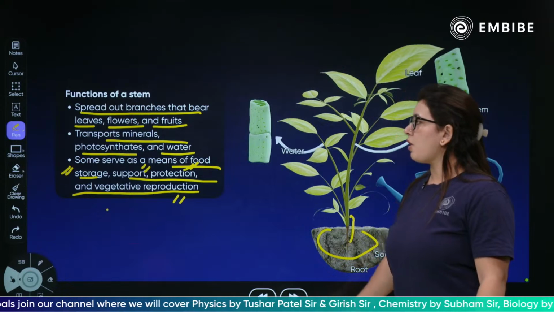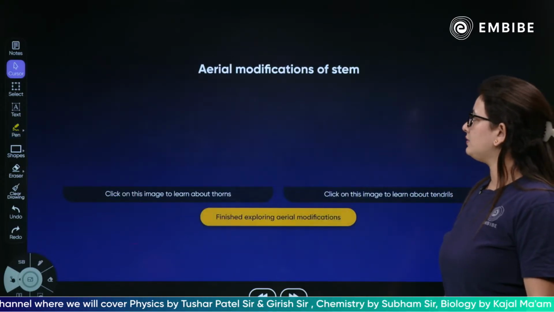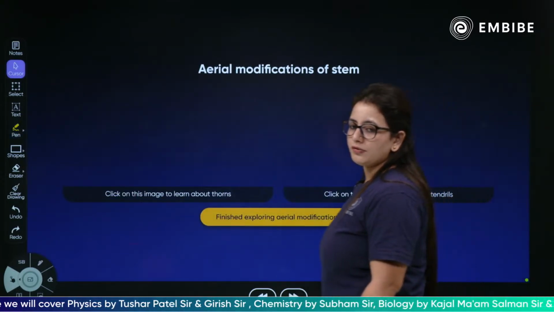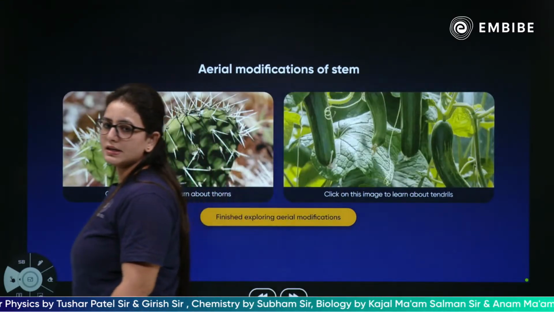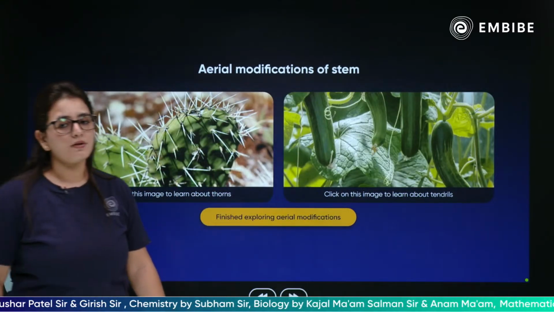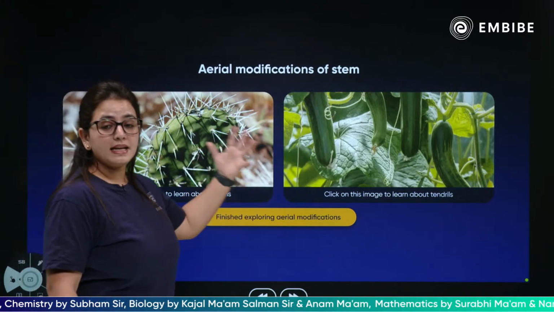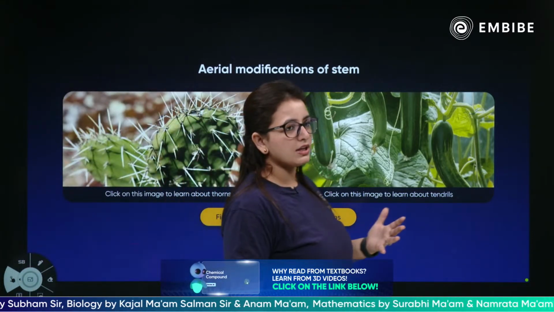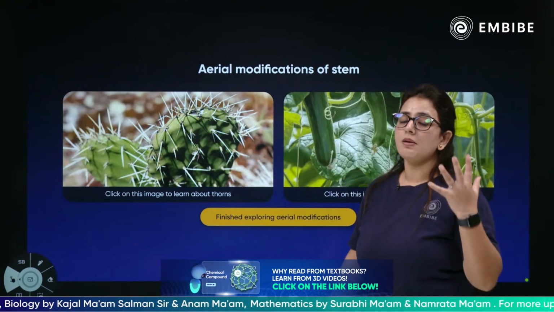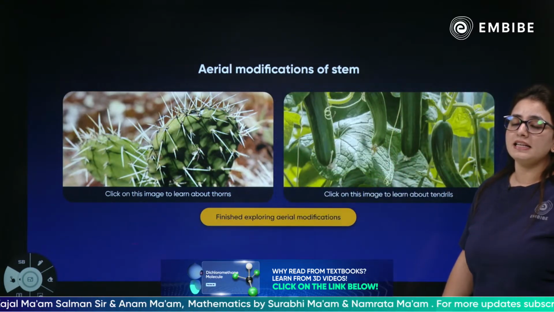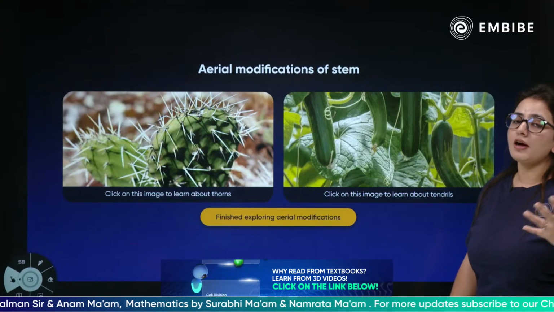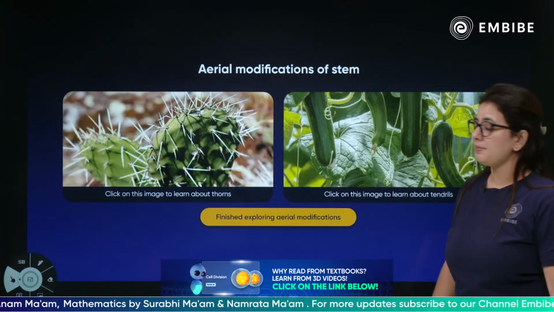Moving forward, next we have aerial modifications of the stem. The part which is above the ground will have certain modifications. Aerial means in contact with the air, above the surface. Some aerial parts of the stem have been modified into different things. Let's see.